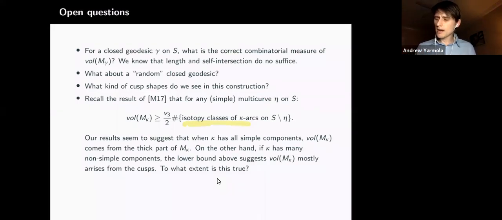But the behavior of non-simple closed curves seems to indicate that really the volume is coming from these isotopic classes. In that particular case, it is coming from very large cusps. And the big question is, is that really the case? We don't know, and that relates to the cusp shape question.